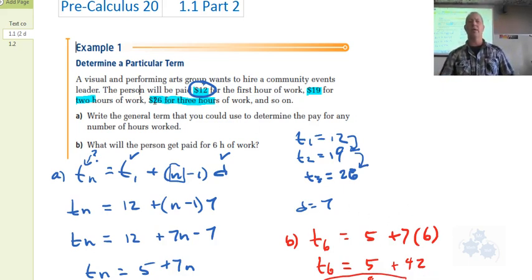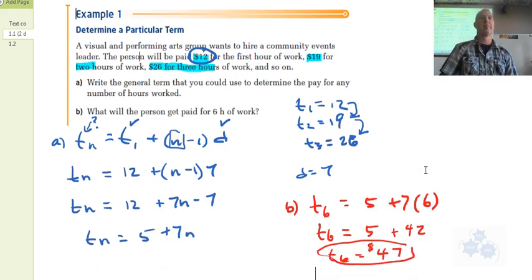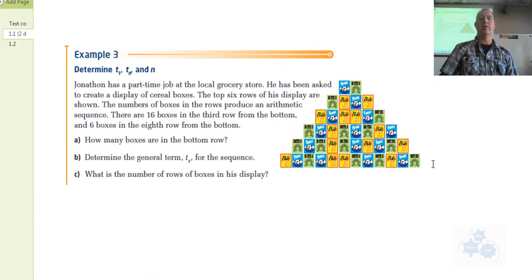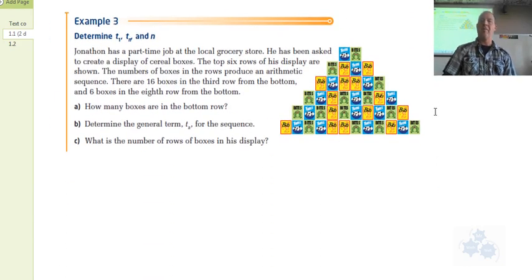Connecting what we're given in a word problem with our formula. You know, what does D represent? What does the 7 represent? The 5, what does that represent, right? That's the flat fee at the beginning and so on. Okay? Questions? Okay. We'll move on to example 3 here.